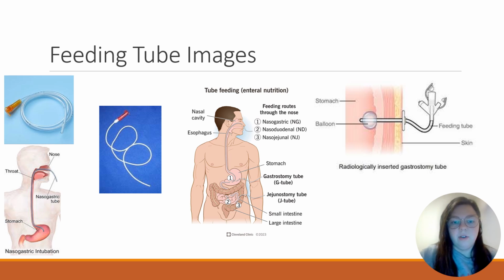This picture also shows the gastrostomy tube, the G tube, and the jejunostomy tube, or the J tube. The gastrostomy tube is directly inserted into the stomach through the abdomen, and the jejunostomy tube is directly inserted into the jejunum portion of the small intestine. The diagram to the right also shows what the tube looks like once it's inserted into the stomach or intestine, and it can be anchored with a balloon or another clasping device.